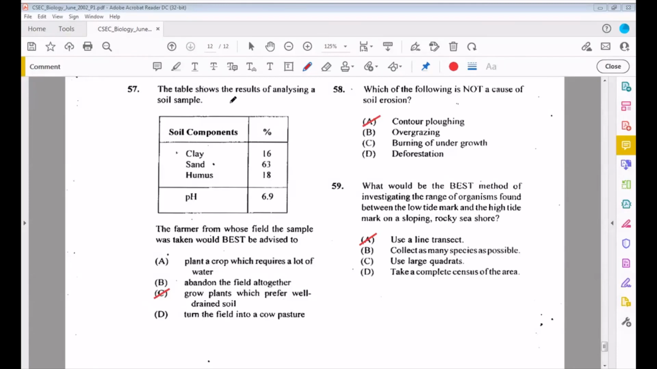57. The table shows the results of analyzing a soil sample. So you looked at the composition of the soil, meaning what type of soil, whether it's clay, sand, or humus, the percentage that makes up the soil, and also the pH of the soil. The farmer from whose field the samples were taken would best be advised to, C, grow plants which prefer well drained soil. The reason why is because of the percentage of sand in the soil, right? There's not much water going to be held there.